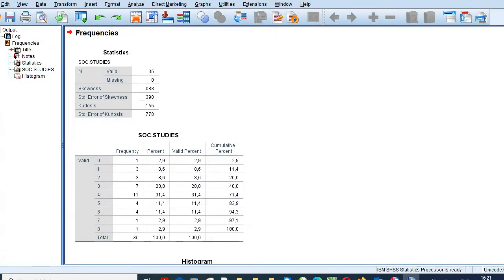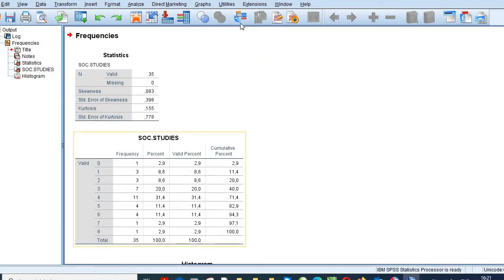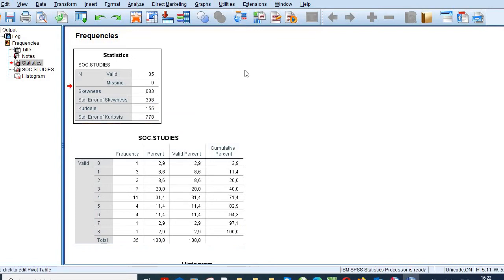Well, when we look at the chart or table, you see that the skewness value is 0.398. Please write somewhere this value. And the standard error of this is, no, this was the standard error, yeah. The skewness value, I'm correcting it, is 0.083. And you're going to divide this value by its standard error, which is 0.398.